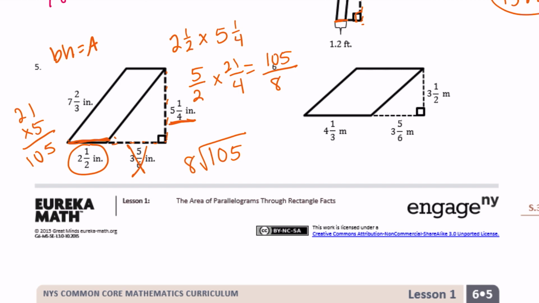So 8 can't go into 1, but it goes into 10 once, so we get 25. 8 goes into 25 3 times, that would be 24. We get a remainder of 1. So we're going to get 13 and 1 left over out of 8. So we get 13 1/8. Well, what's our label? Inches squared.